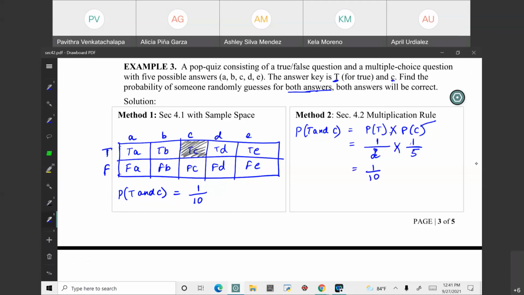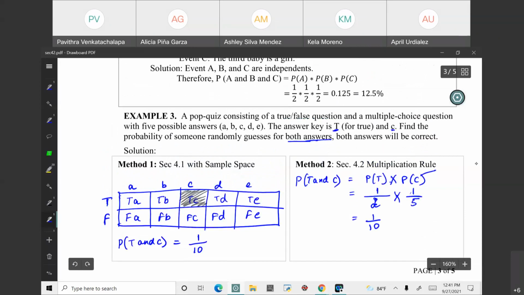So there are two methods of solving. One thing is you can construct the sample space and you can answer the question, or else you can use the formula of multiplication rule. Now, why did I use only a multiplication rule here? Look at the keyword. It is asking for T and C both.